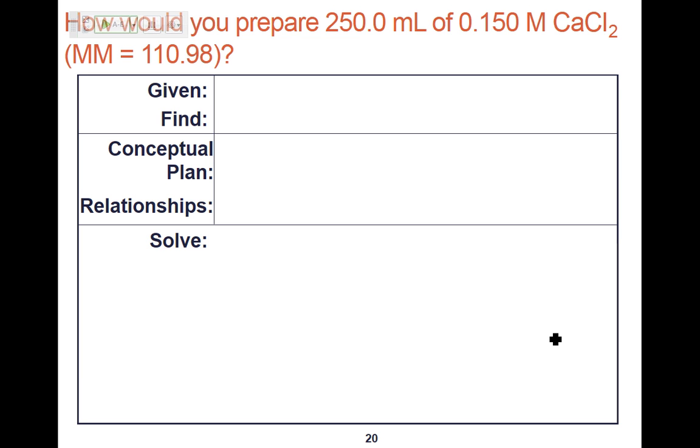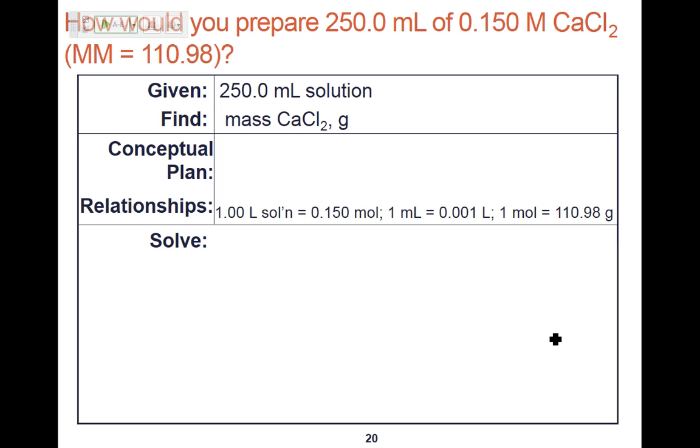So first off, I'm given my total volume of solution that I want. I'm also given the concentration that I want, and I want to find the mass that I'm then going to dilute to 250 milliliters with my solvent. So my plan is, well, first off, my relationships.